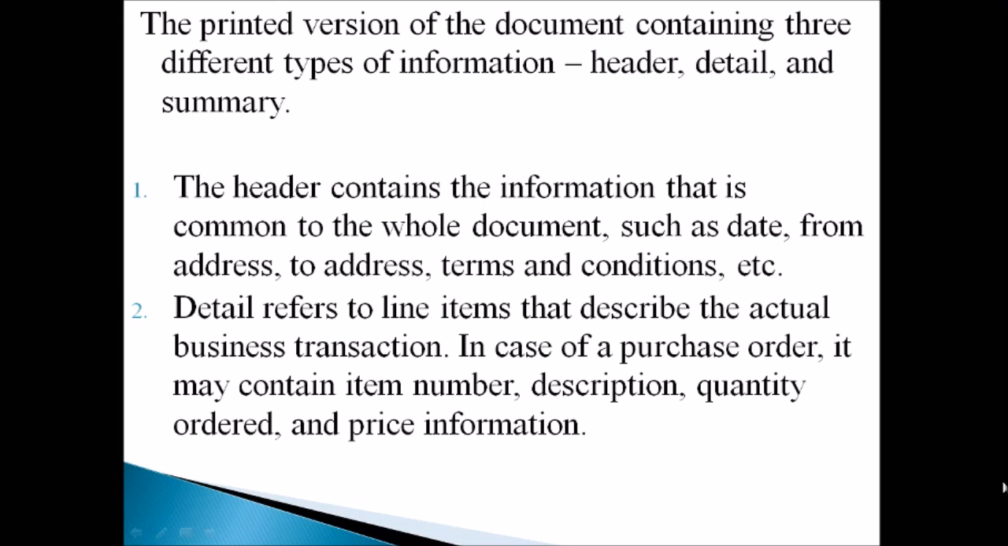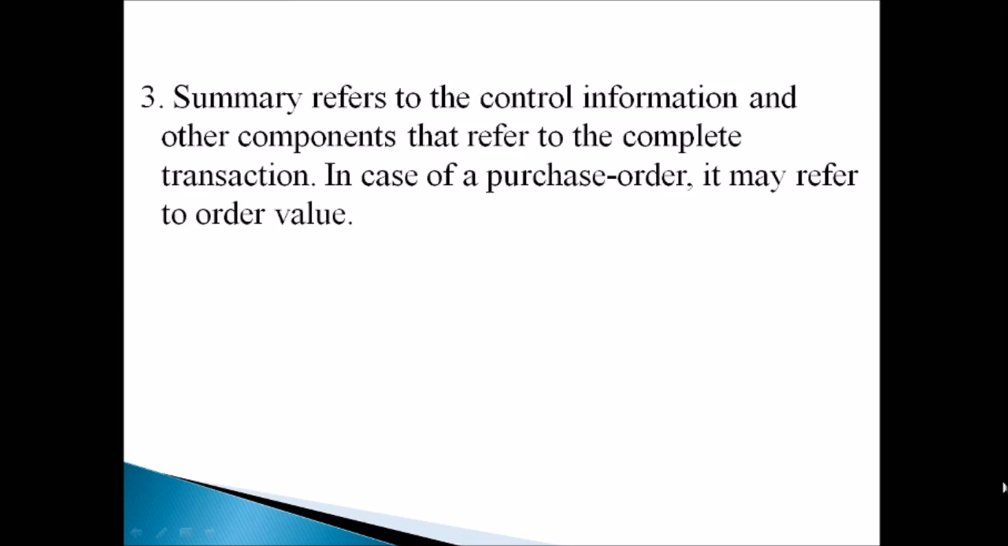Okay. Next, second part is detail. It refers to line items, that is the described content will be placed here. In case of a purchase order, it may contain item number, description, quantity ordered and price information. So these things will be included in the detail part. The third part is summary. It refers to the control information and other components that refer to the complete transaction. Okay. In case we consider a purchase order, it may refer to order value. It will be included in the summary part. These three parts should be included in the printed format of the document for the standard format.